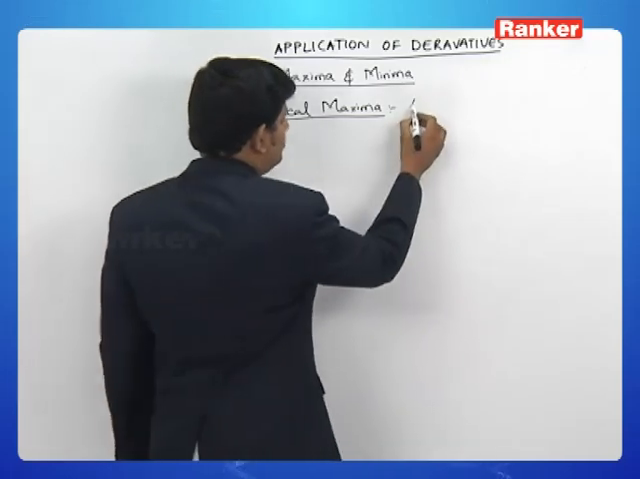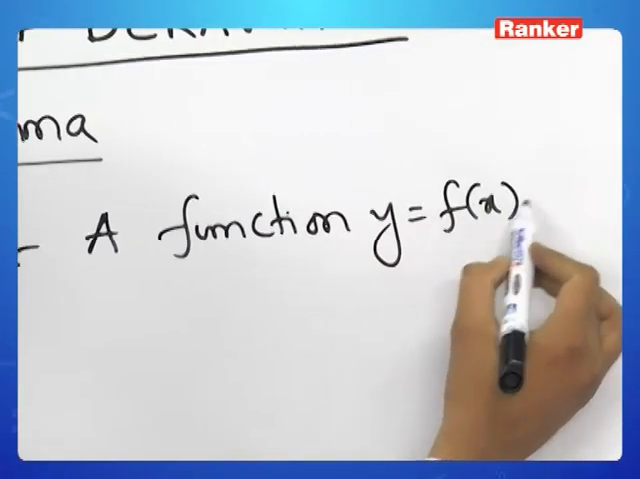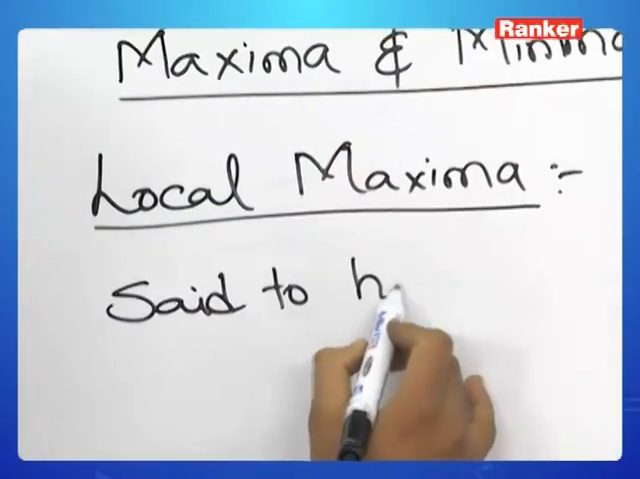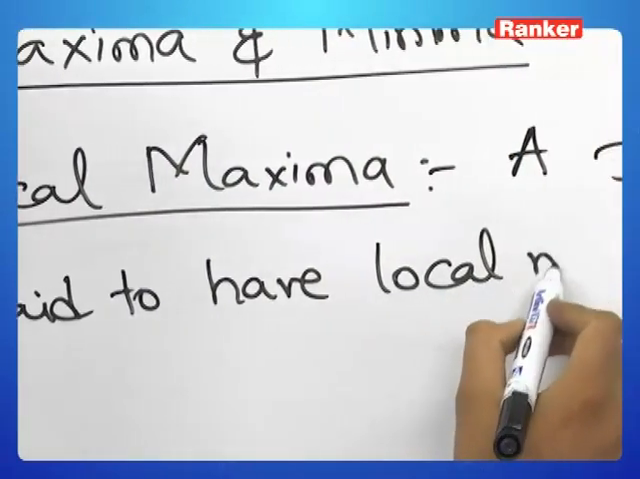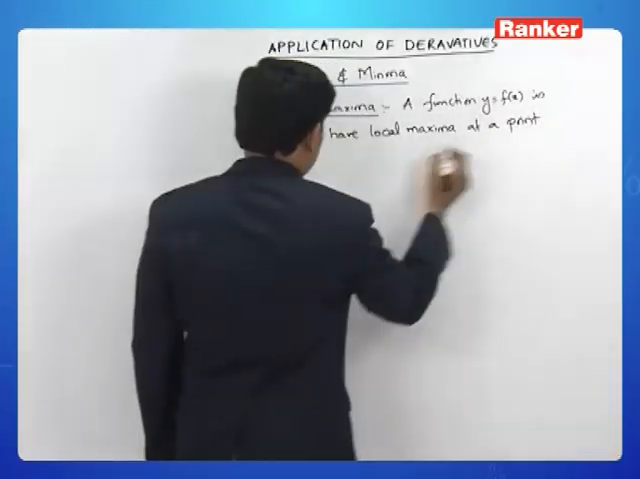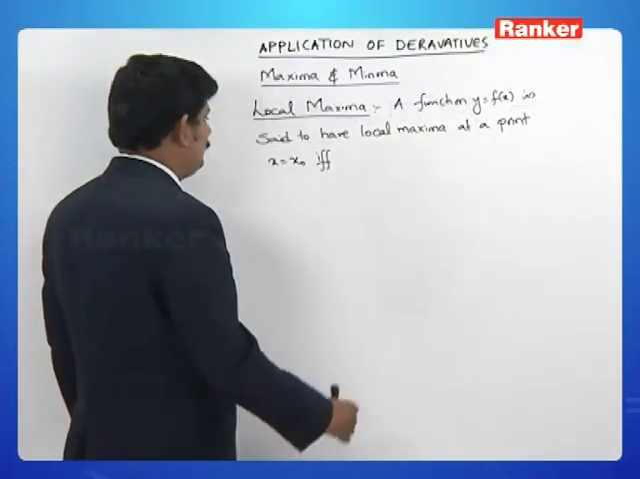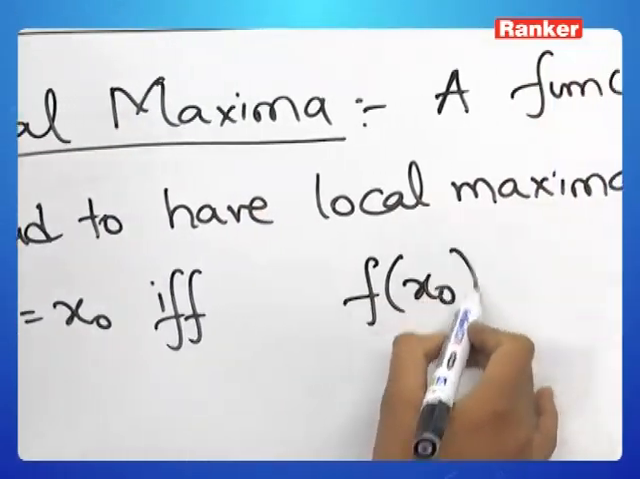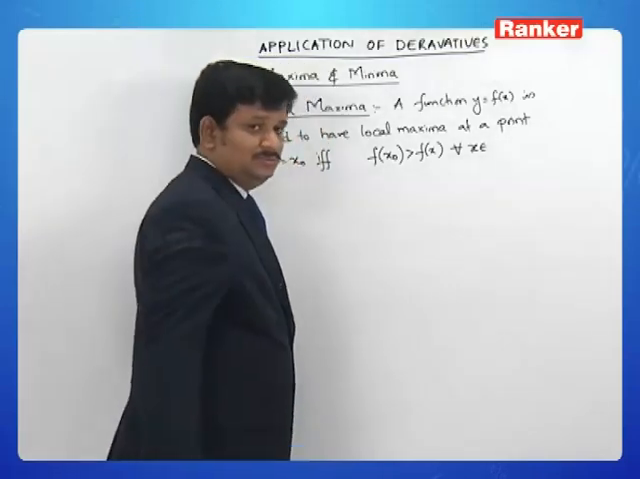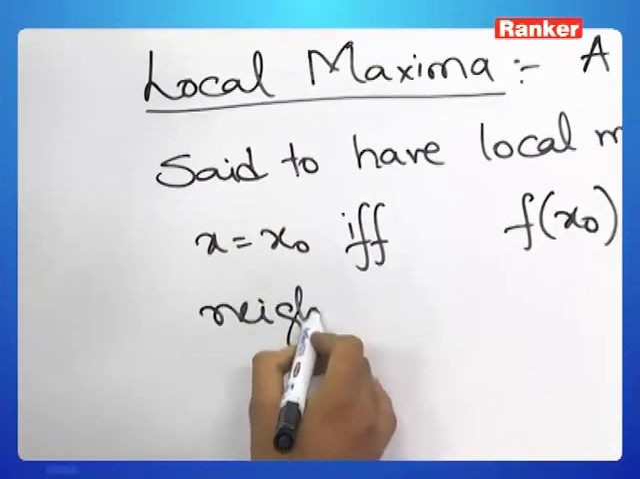A function y is equal to f of x is said to have local maxima at a point x equal to x naught if and only if f of x naught is greater than f of x for all x belonging to deleted neighborhood of x naught. Deleted neighborhood of x naught.